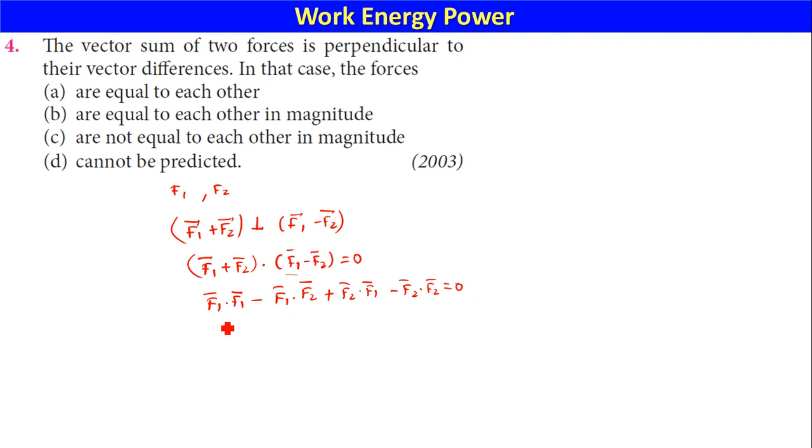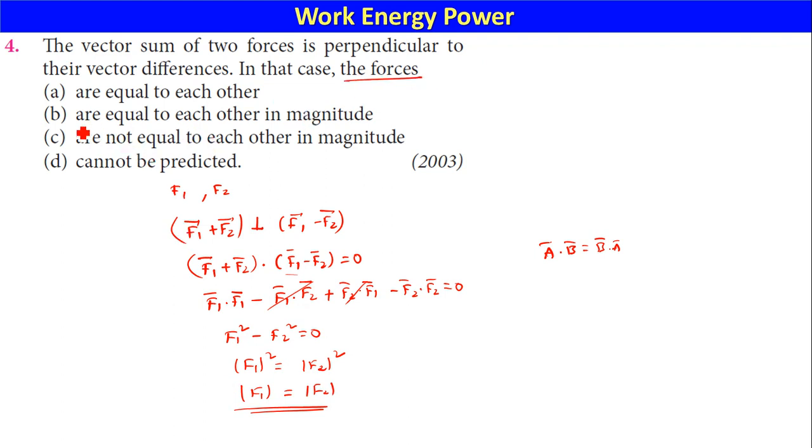Can I write A bar dot A bar as nothing but A square? Like that, F1 square. And A bar dot B bar should be equal to B bar dot A bar. So magnitude wise both of them are the same, and one minus sign is extra there, so you can cancel them off. Minus F2 square is equal to 0. What does that mean? F1 magnitude whole square is equal to F2 magnitude whole square. So that means F1 magnitude is equal to F2 magnitude. Which option is correct? The forces are equal to each other in magnitude. So option B is correct. Clear?